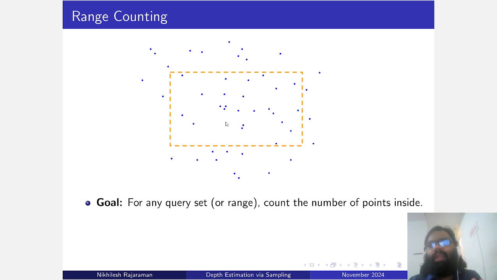And this range tree data structure uses linear space, so that is order n space, but it can answer range counting queries in order log n time. So this is quite a significant improvement from what the naive method that we have.